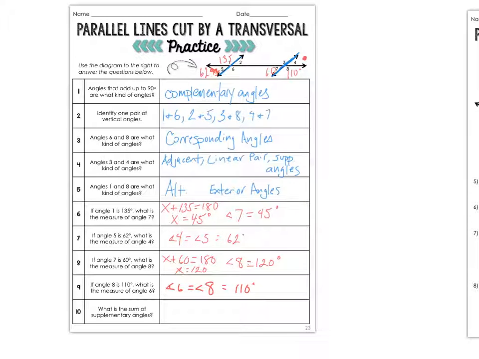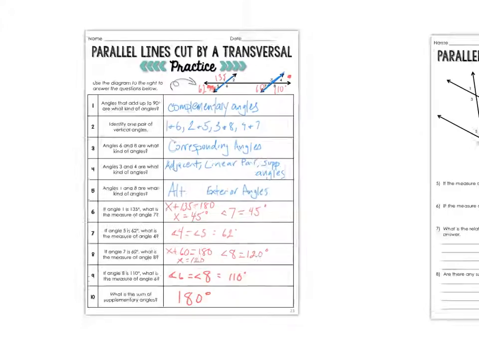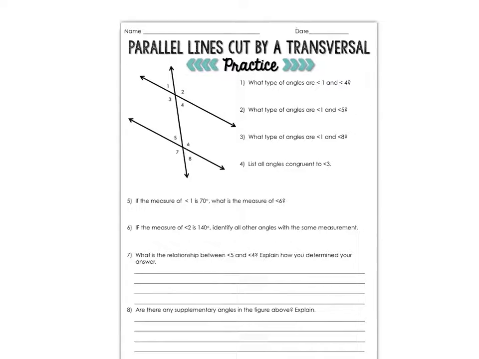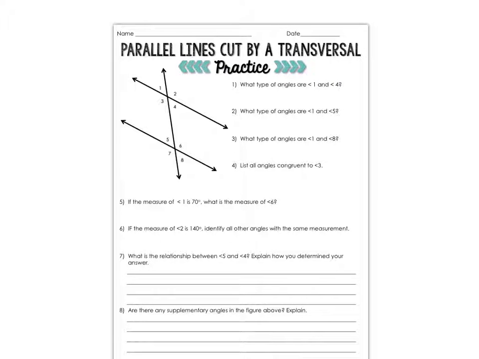What is the sum of supplementary angles? I've already told you that. 180 degrees. Okay, onward we go. Last page, guys. What type of angles are angles 1 and 4? Again, we're going to go through this at warp speed. Those are vertical. What type of angles are angles 1 and 5? Corresponding. What type of angles are angles 1 and 8? Those are alternate exterior.